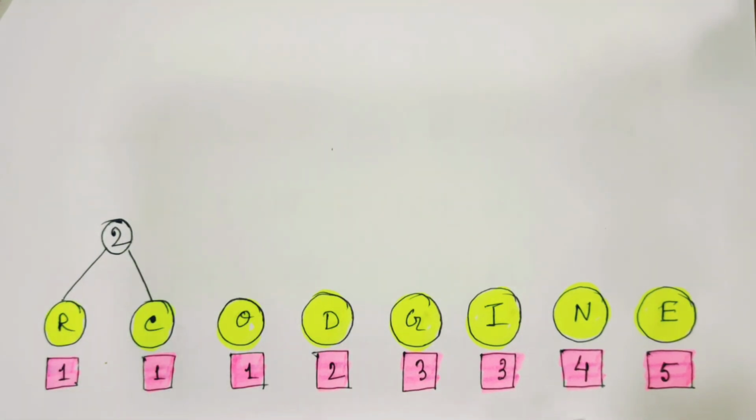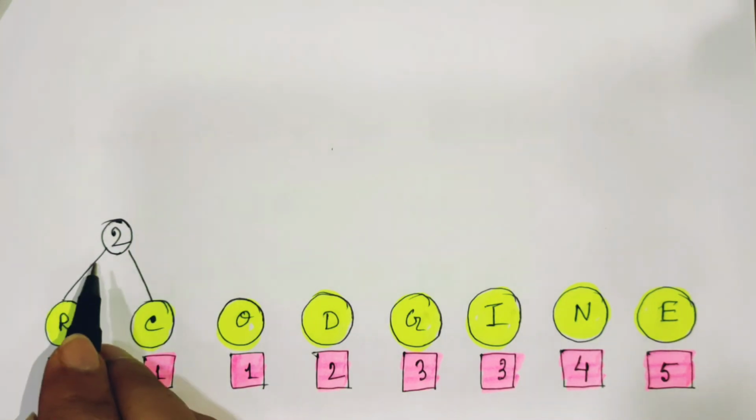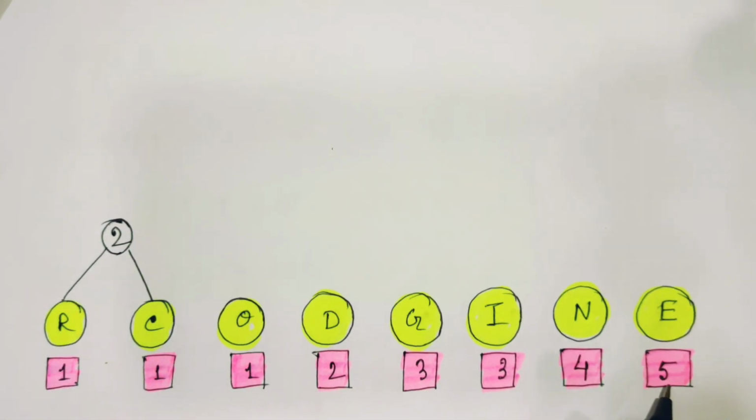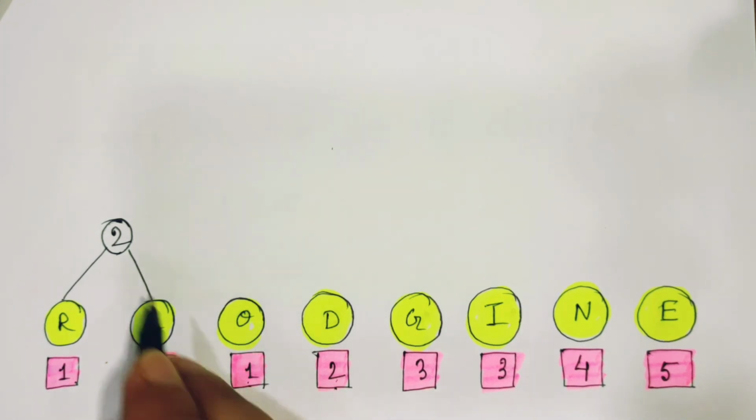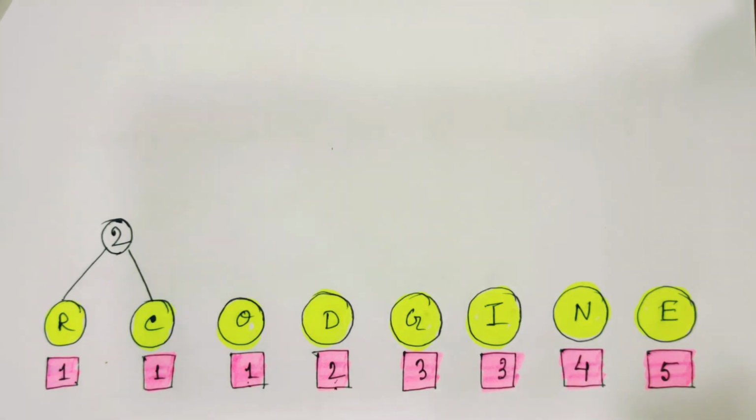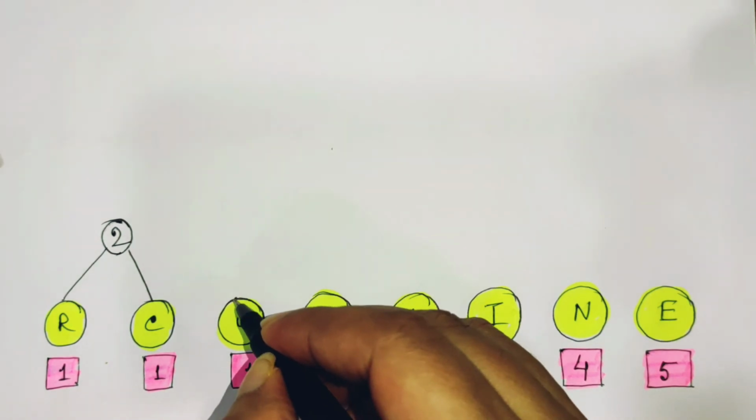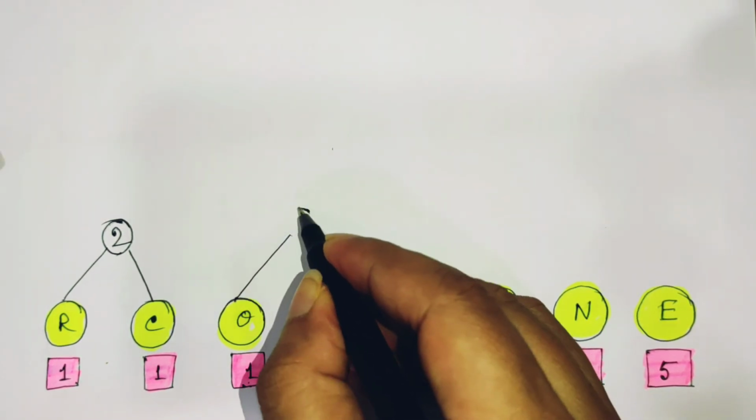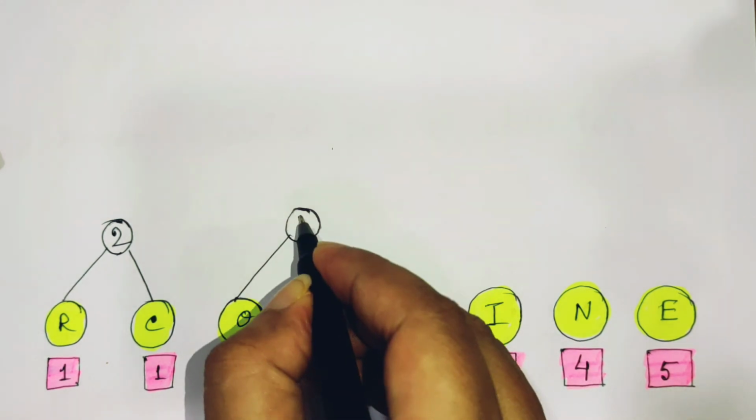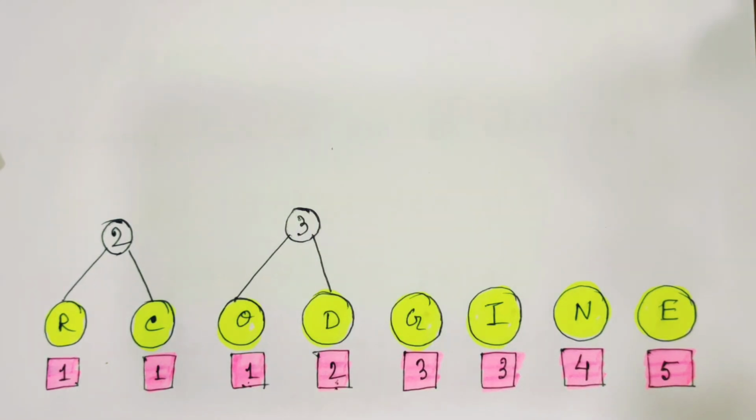Now among the remaining, this 2 should be included. Among this 2 and all the remaining, which are the two minimum values? The minimum values are 1, 2, or rather 1, 2, 2. Among these three we have to choose. So this one is fixed, and among the other two, any one we should select. Suppose we take 1 and 2, these two. Accordingly we form these two children and their frequency total is 3. So now the frequency values appear 2, 3, 3, 3, 4 and 5.